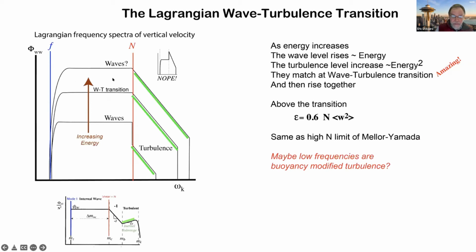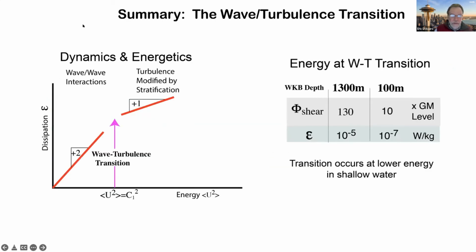And well, if this level here is associated with the high N limit of Mellor-Yamada, what would turbulence theory tell you? Turbulence theory would tell you that this is buoyancy modified turbulence. It's stratified turbulence. There's a whole huge literature about that. You say, well, the turbulent motions, instead of being 3-dimensional or only 2-dimensional, have the vertical components suppressed by stratification. And so maybe that's what it is. Maybe it's waves, maybe it's buoyancy modification. What's going on here?